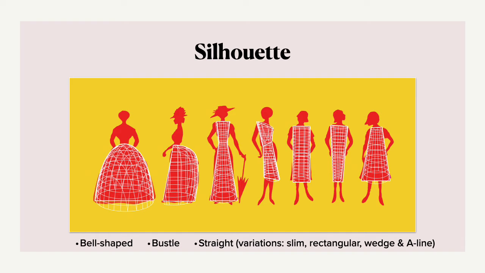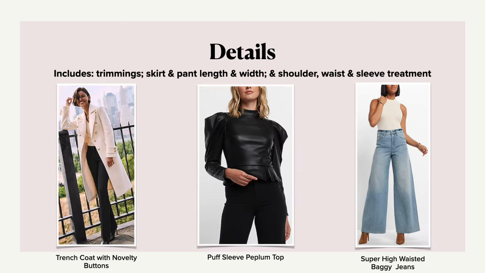Silhouette. There are three basic silhouette forms: bell-shaped, bustle, and straight. There are four variations of straight, which include slim, rectangular, wedge, and A-line. Details include trimmings, skirt and pant length and width, and shoulder, waist, and sleeve treatment.